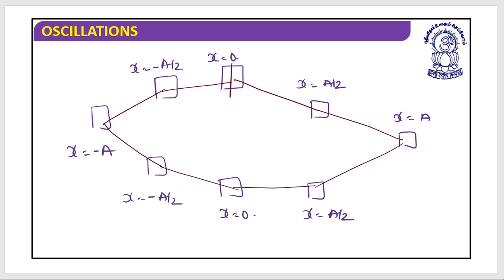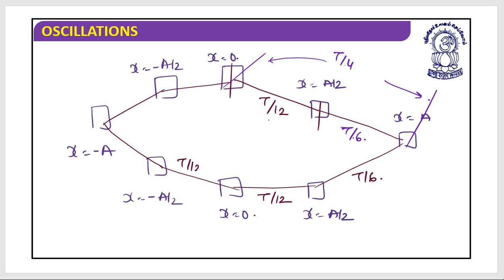Now to travel from 0 to a by 2, you take a time of T by 12, and to travel from 0 to a, you took a time of T by 4. I hope this is clear. So if I calculate this time, T by 12 plus x equals T by 4, you find that x is T by 6. So from this, the time will be T by 6. This will be T by 12. This again T by 12. This T by 6. This is T by 6. This is T by 12. I hope this is clear.